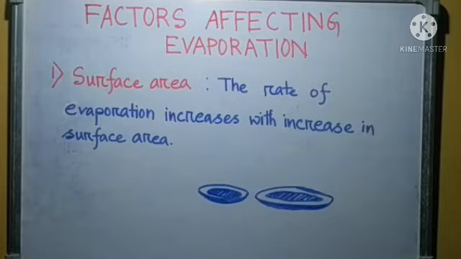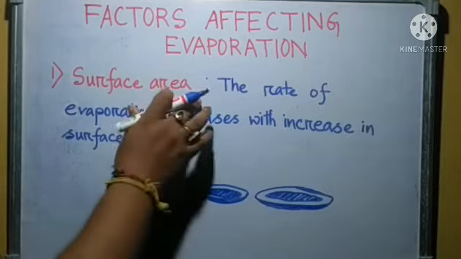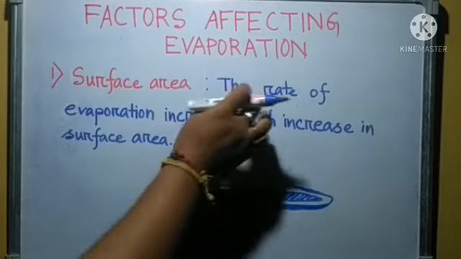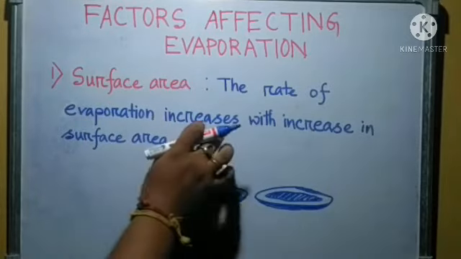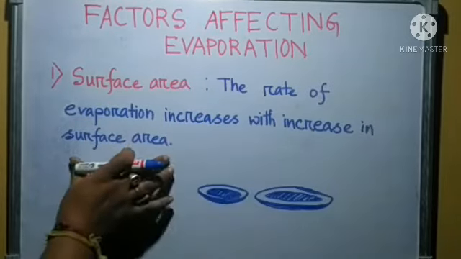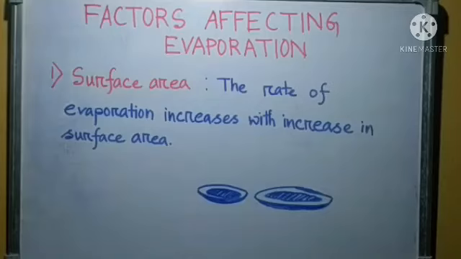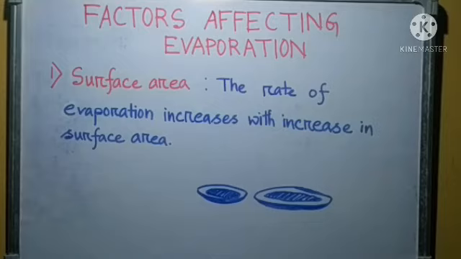So the first factor is surface area. And how does it affect? The rate of evaporation increases when surface area increases. So what is surface area? It is the area of the surface. The area of any surface is known as surface area. So what is a surface? The surface is the topmost layer or topmost part of any object.